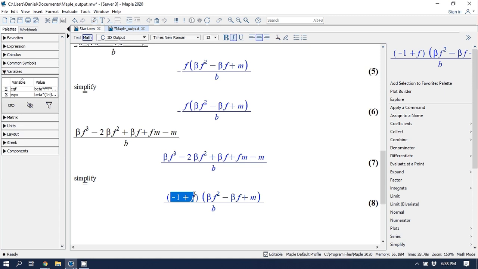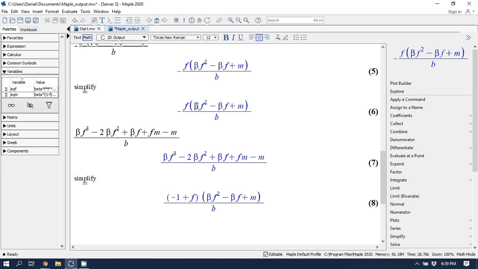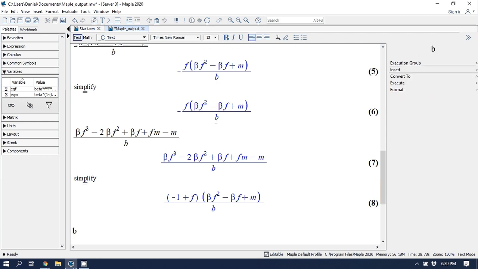So minus here, minus f, minus 1 plus f, both are negative, which means for both f and m to be positive, you only need this parenthesis to be positive. So as it turns out, the condition for existence of the equilibrium point is beta f squared minus beta times f plus m to be negative.